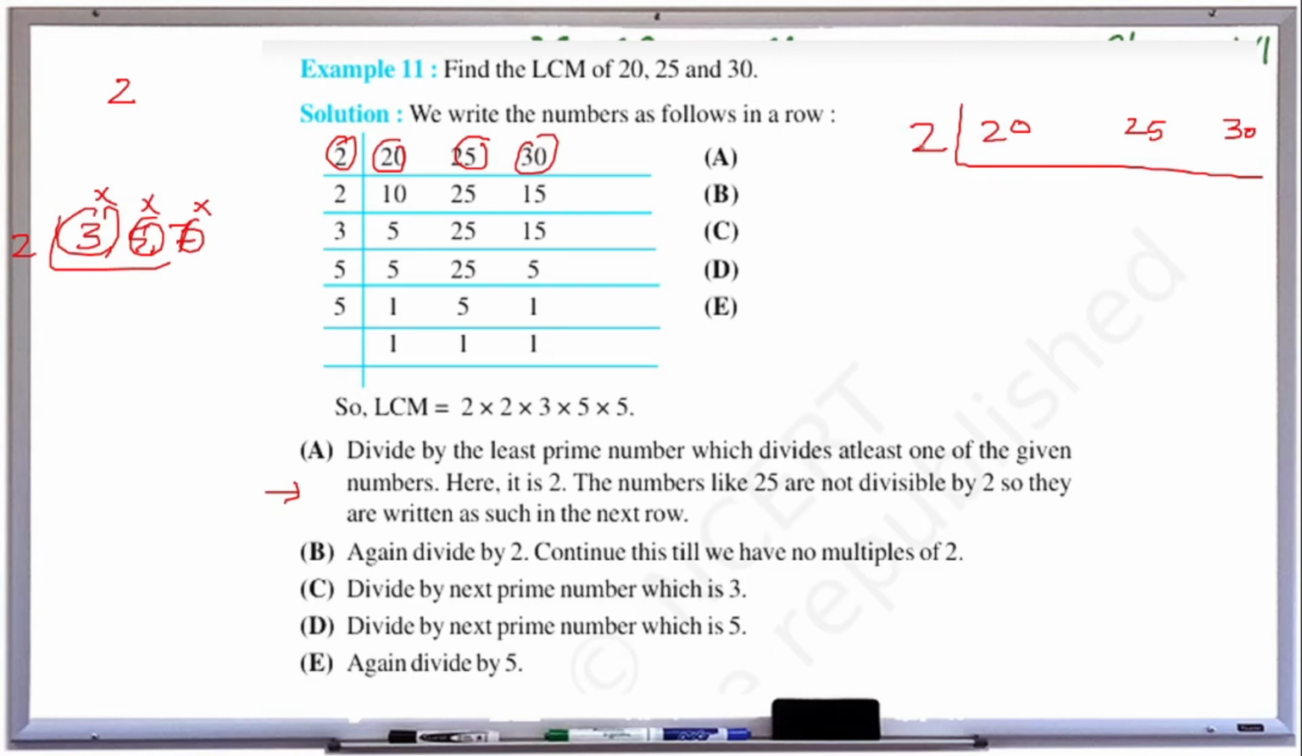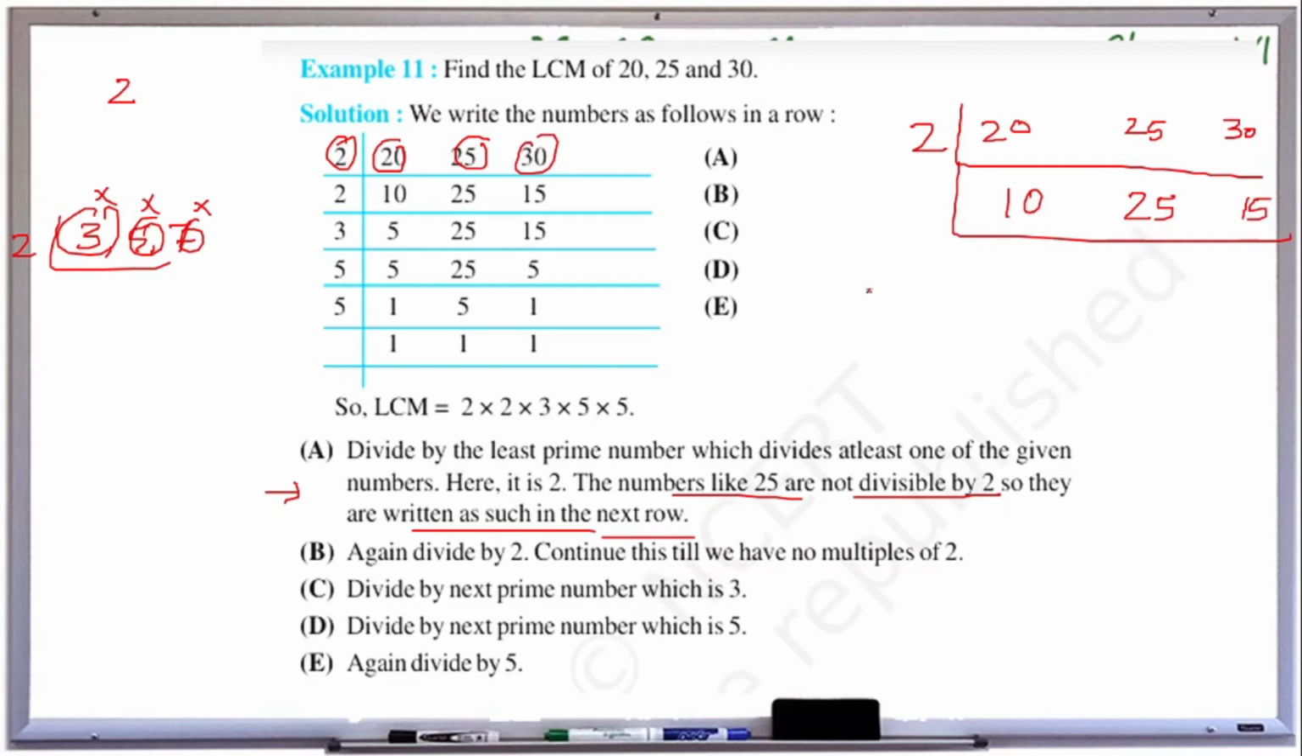Then 20 by 2 is equal to 10. Since 25 is not divisible by 2, I have to keep the 25. No change for 25, because numbers like 25 are not divisible by 2. So I have to write it in the next row. No change for 25. Then 30 by 2 is equal to 15. So the first stage is over. Then moving to the second step.